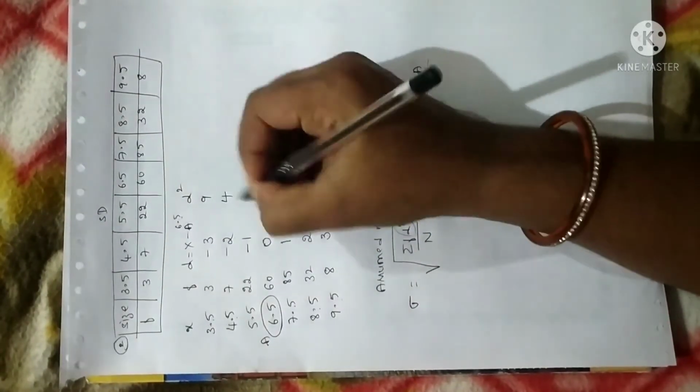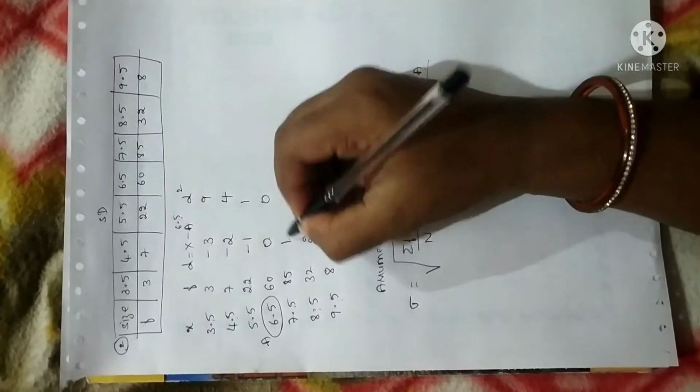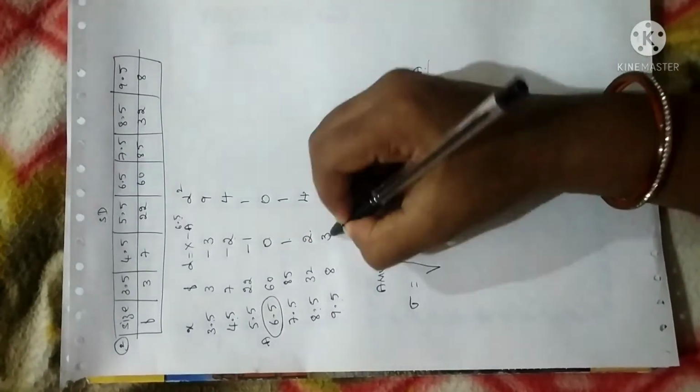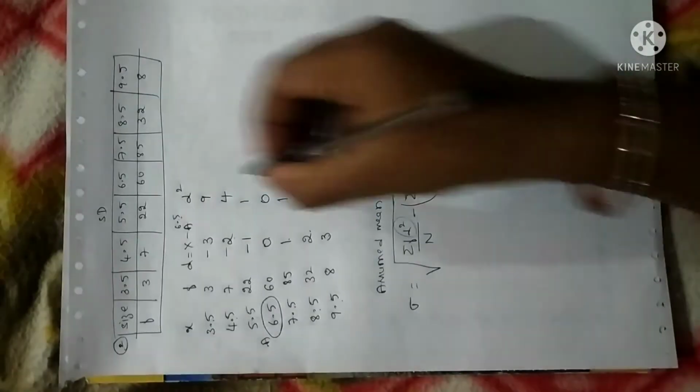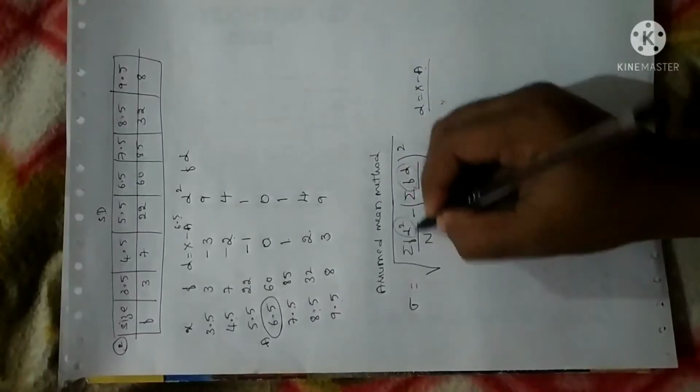2 square 4. 1 square 1. 0 square 0. 1 square 1. 2 square 4. 3 square 9. Fine. Now what else we have to calculate is FD and FD square.